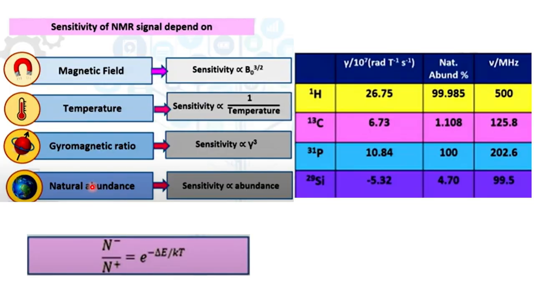Now, sensitivity. We have discussed 1H or proton NMR so far. There are others also, that is 13C, 31P or 29Si.